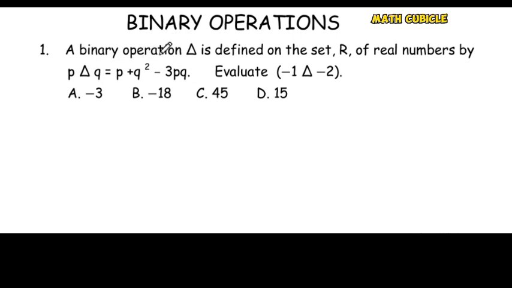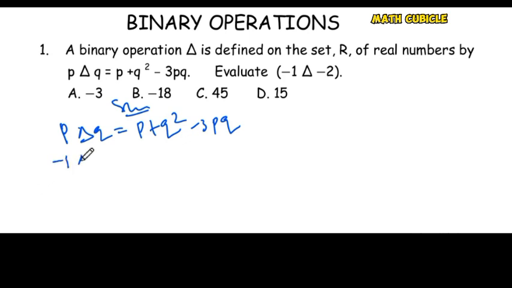Look at question number 1. Say a binary operation delta is defined on the set R of real numbers by P delta Q is equal to P plus Q squared minus 3PQ. Evaluate -1 delta -2. Or you can state it as P operation Q is equal to P plus Q squared minus 3PQ. So evaluate -1 operation -2.